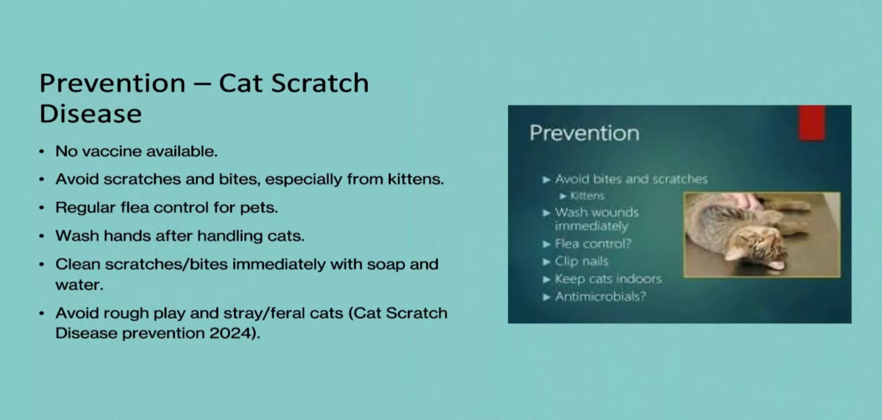This slide is talking about the prevention of cat scratch disease. There is no vaccine available for cat scratch disease, so prevention focuses on reducing exposure to the bacteria. The best way to prevent infection is to avoid scratches and bites, especially from kittens, since they are more likely to carry Bartonella henselae. Regular flea control for household pets is essential because fleas spread the bacteria between cats.